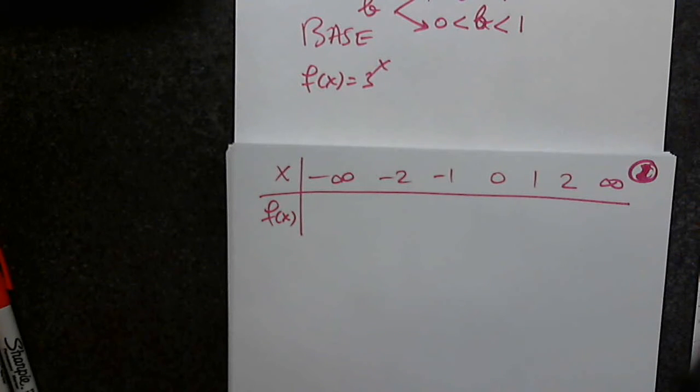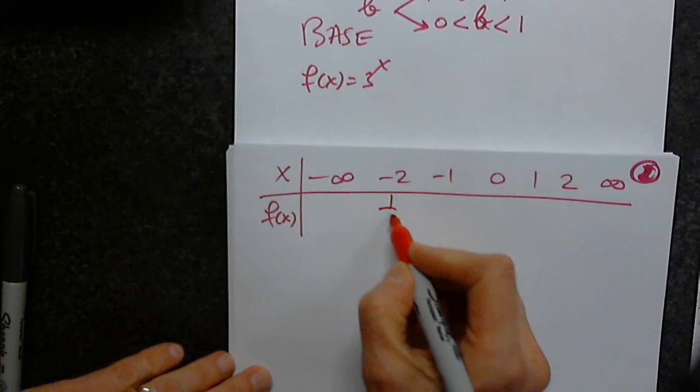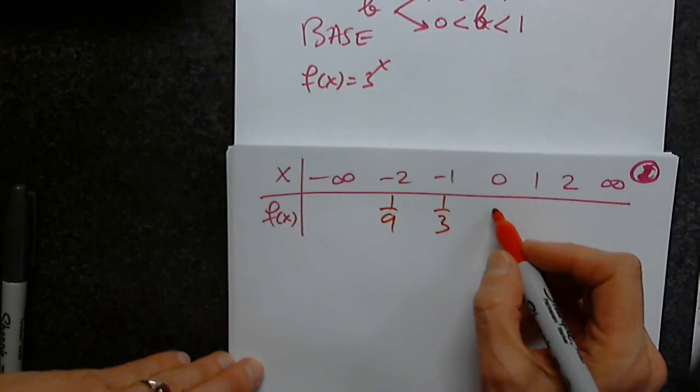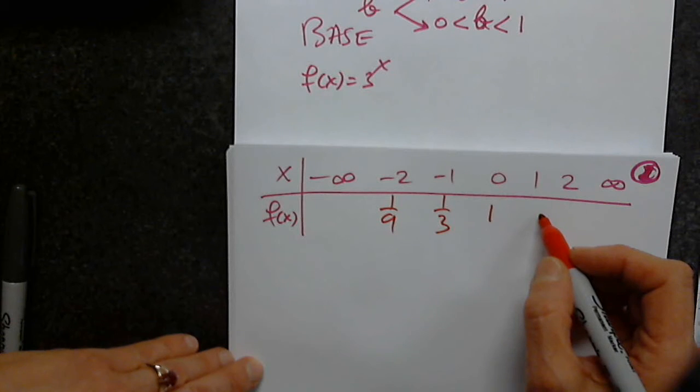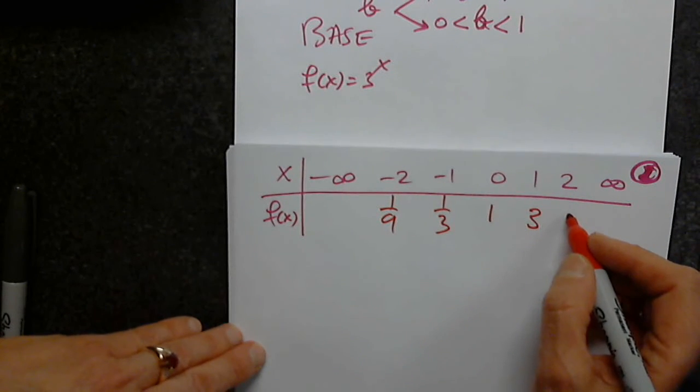For the next test, we're going to go over everything. Okay, so please plug in negative 2 and tell me what you get. 1 over 9, I agree with. Good. Please plug in negative 1. Very good. Please plug in 0. 1. Please plug in 1. Please plug in 2. Good.